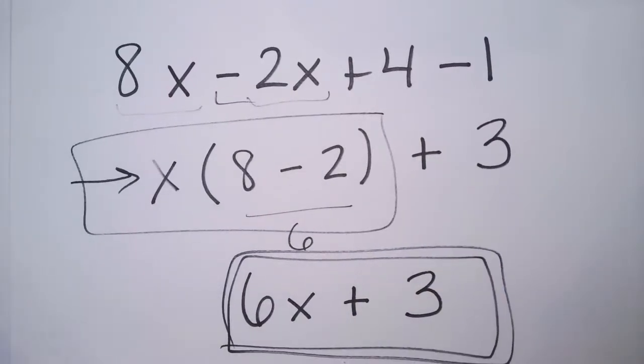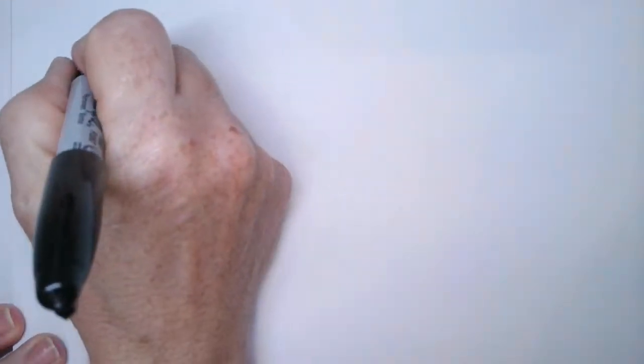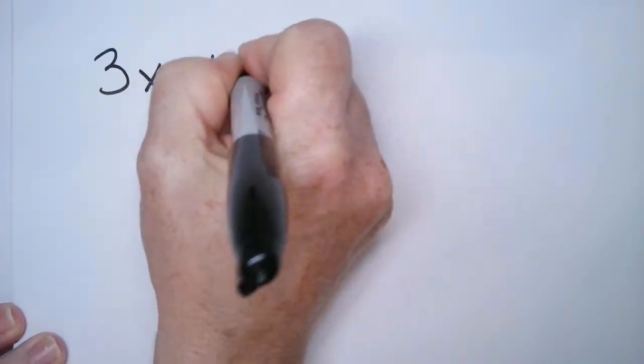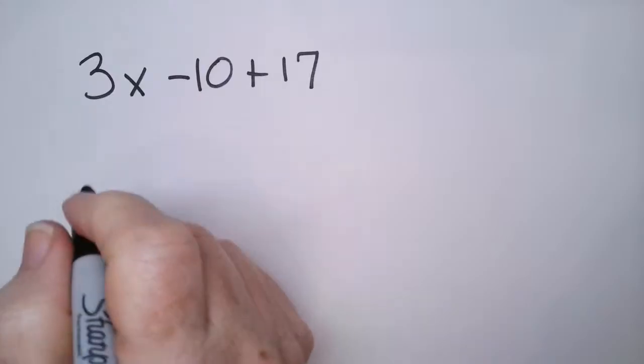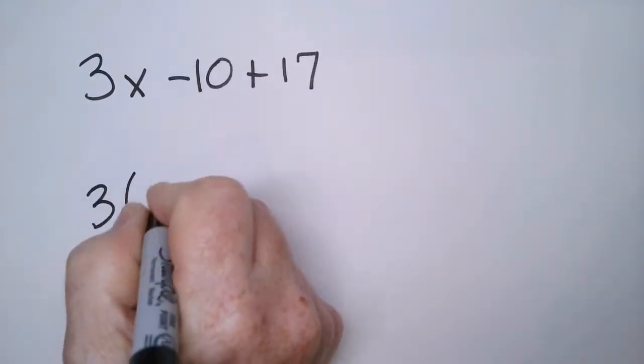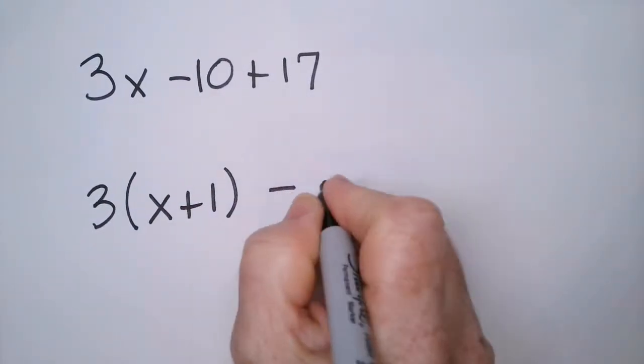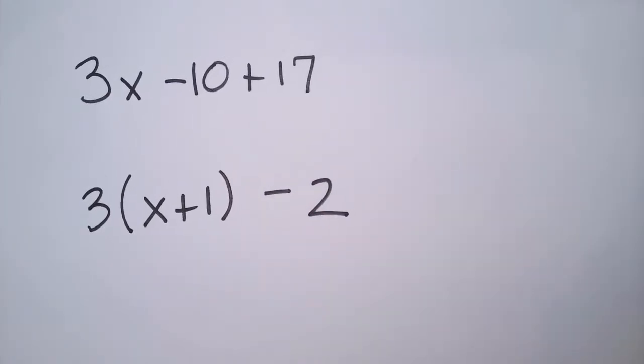All right, ready for another one? Okay, I'm going to put 2 of them on, and then you solve both of them. Okay, ready? 3x minus 10 plus 17. That's our first one. Our second one is 3 times quantity x plus 1 minus 2. All right, go, go, go.